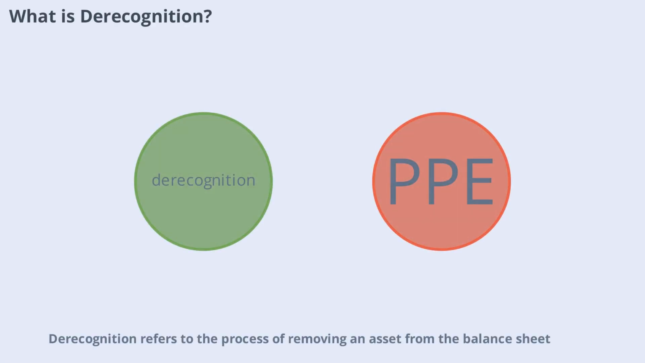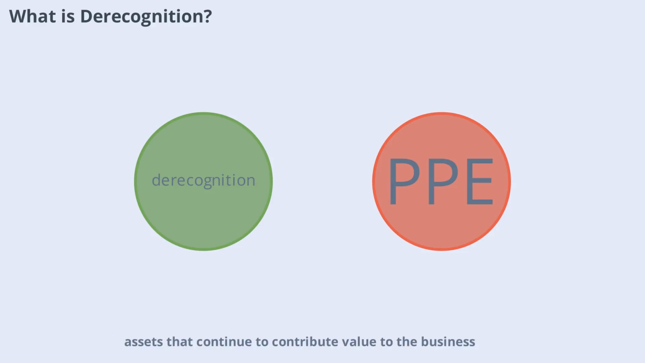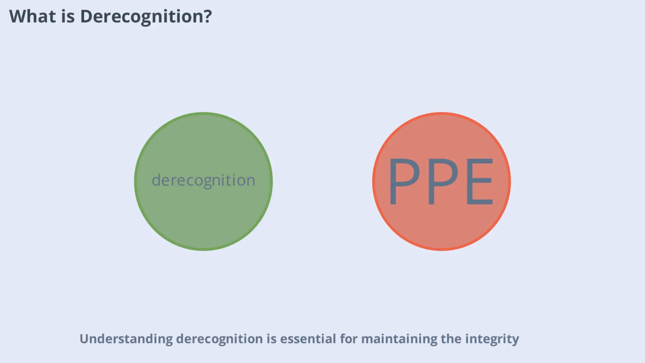Derecognition refers to the process of removing an asset from the balance sheet. For PPE, this happens when the asset is disposed of, or when it no longer provides future economic benefits. This step ensures that the financial statements reflect only assets that continue to contribute value to the business. Understanding derecognition is essential for maintaining the integrity of financial information and complying with accounting standards.